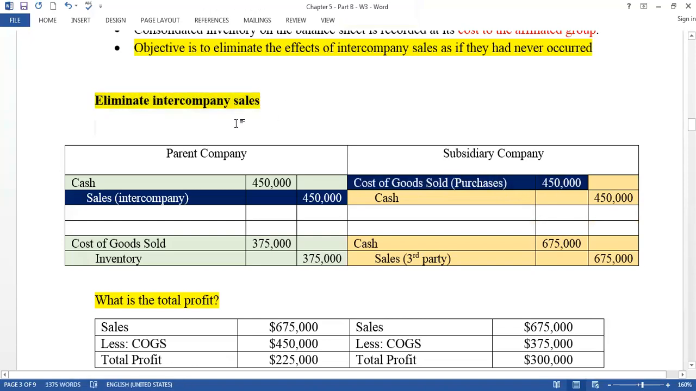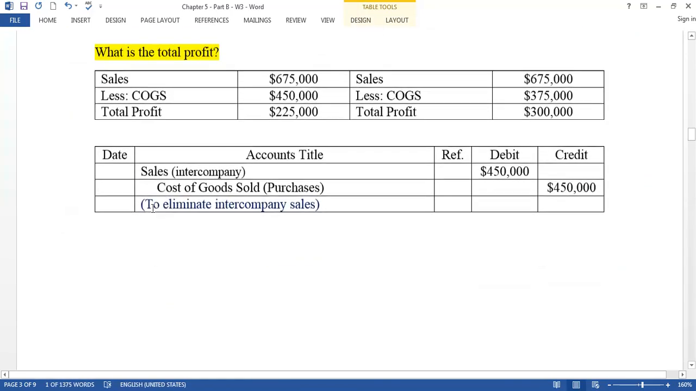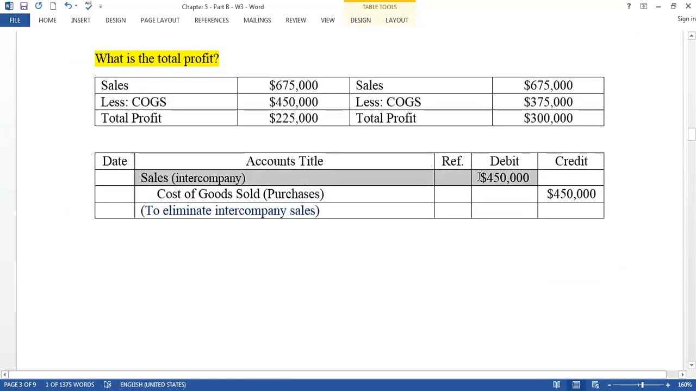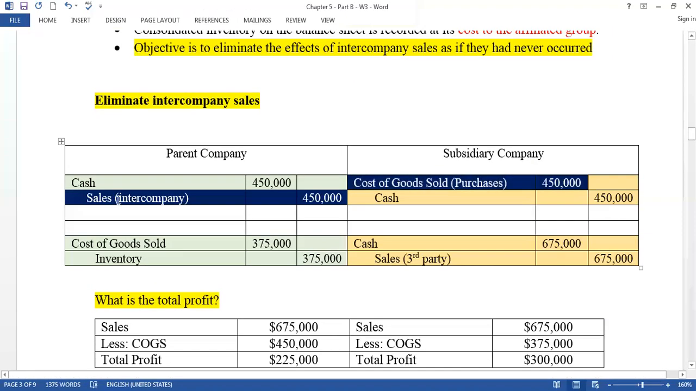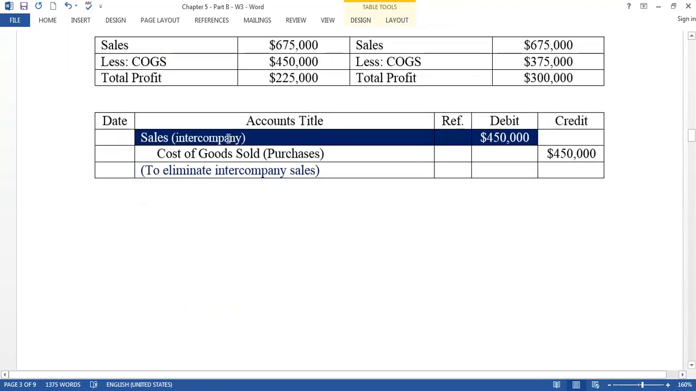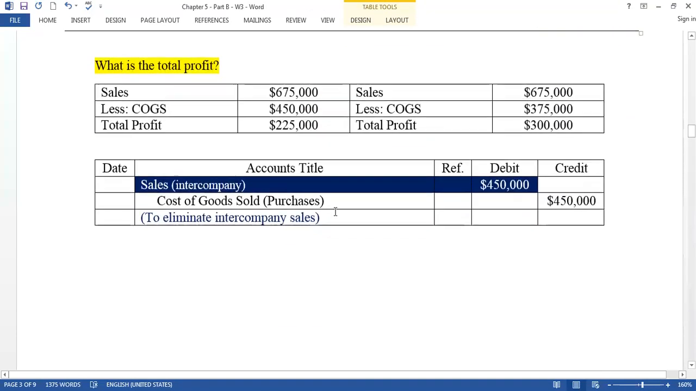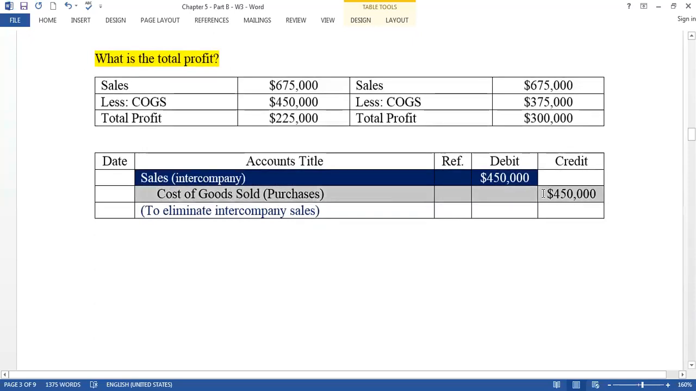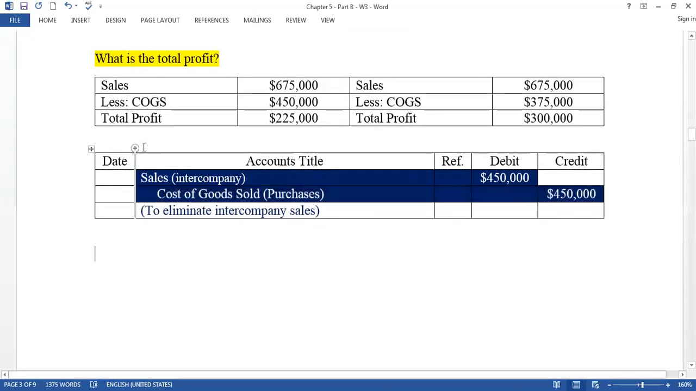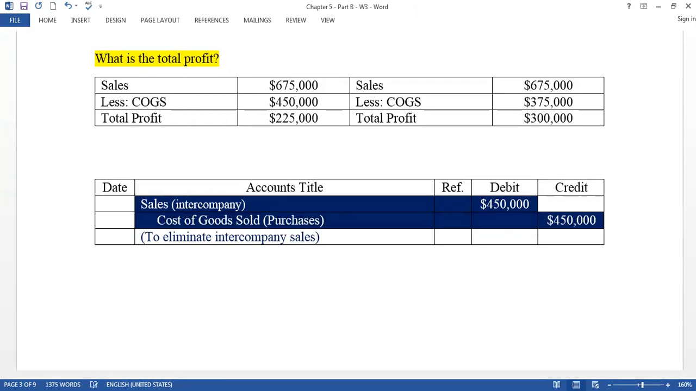How to eliminate this? If you want to eliminate intercompany sales, before you recorded credit, now you have to record debit. Look, when you record debit, it is closed. Because in the normal journal entry, we recorded credit, right? Now we record debit, so it is closed. Clear? Then before we recorded cost of goods sold debit, now we record cost of goods sold credit. Okay, it is closed. So this is the first journal entry. You have to write it in the exam.